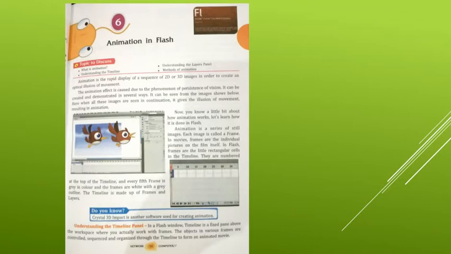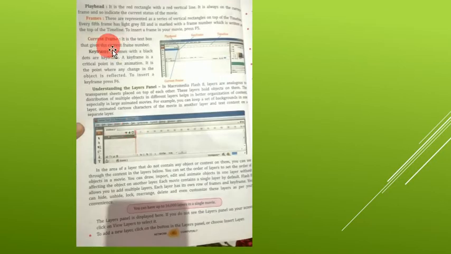Next is the current frame. It is the text box that gives the current frame number. So this will give us the frame number which is in use right now.